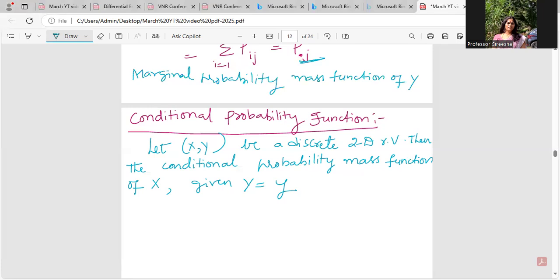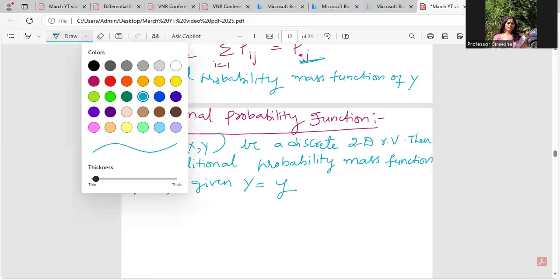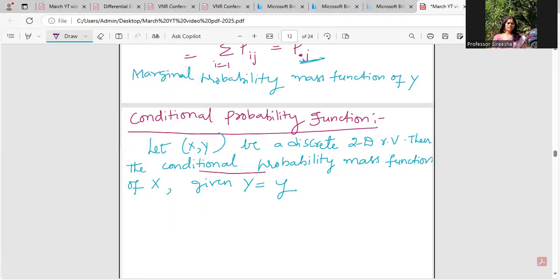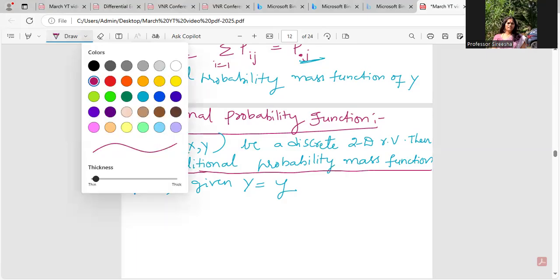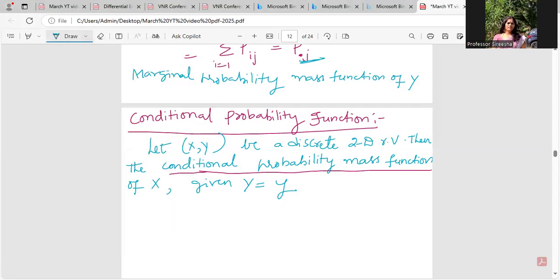The condition is that Y is being given to us. What's the conditional probability of X that we are being asked? That would be called conditional probability mass function. If Y is known, how do you find X? First thing is we should know the notation, denoted by f of X slash Y. Of course, in the bracket also small x slash y you will be writing.